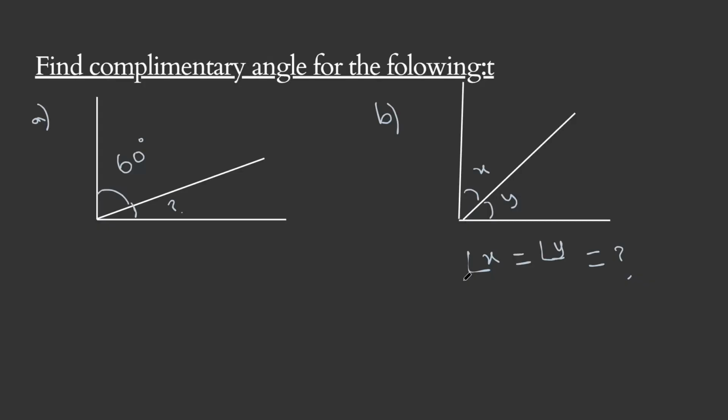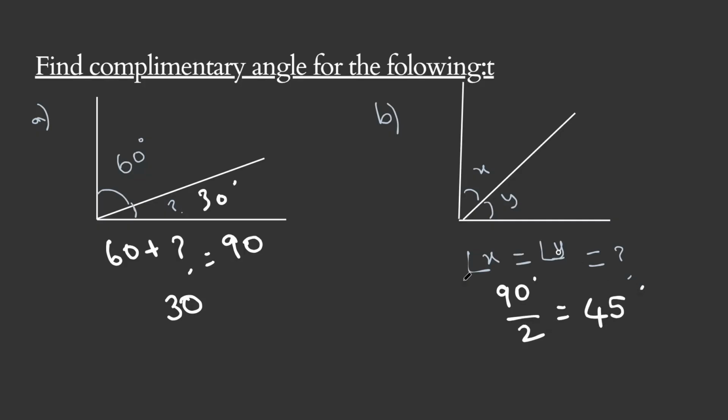From that we can find a few angles. Complementary angles here: 60 plus what is equal to 90? 30. So this is 30 degrees. Here x and y both are equal and this is a right angle. So half of 90, how much? 45 degrees. So both are the same.